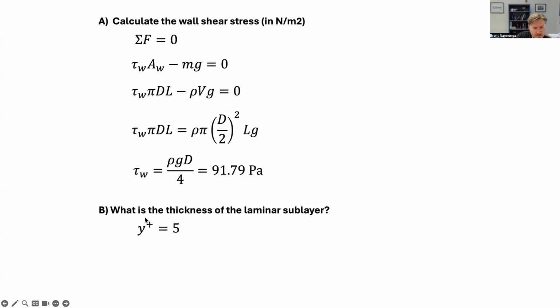We know that the boundary of the laminar sublayer is going to be when y plus equals 5. So let's set y plus equal to 5, and we're going to now convert this into real distance. Remember, our dimensionless distance is equal to our real distance from the wall times our friction velocity divided by our kinematic viscosity. So we want to solve for y. We can just rearrange this equation, and we get that the actual thickness is equal to the dimensionless thickness times the kinematic viscosity divided by the friction velocity.